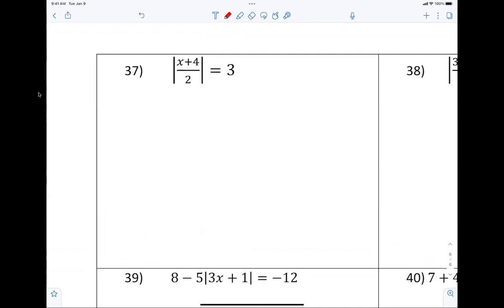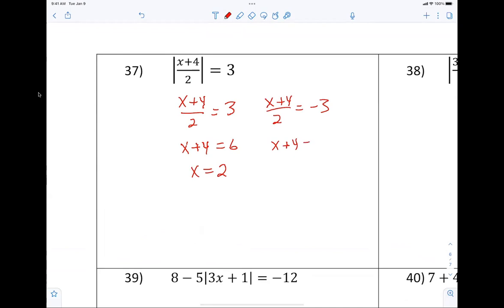All right, don't be confused by that. All I have to do is write two equations. x plus 4 over 2 equals, and x plus 4 over 2 equals, multiply both sides by 2. And then we subtract. 6 minus 4 is 2. Again, multiply both sides by 2. And then subtract, x equals. Yep, we are great. Thank you. All right.